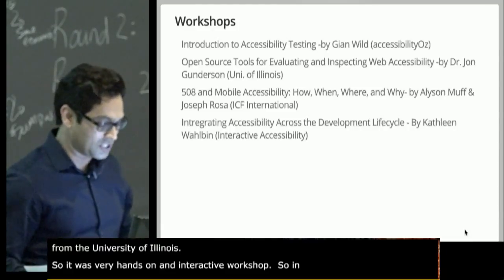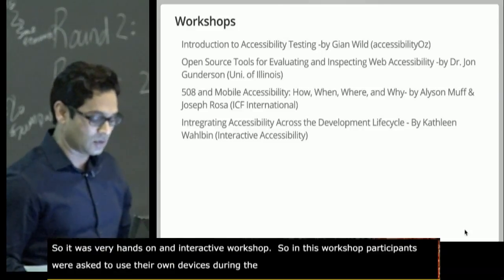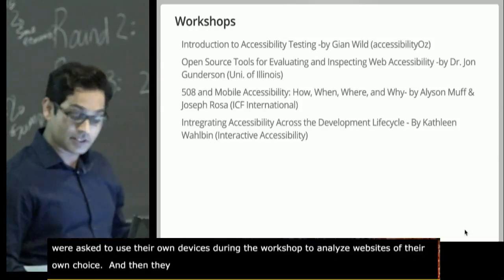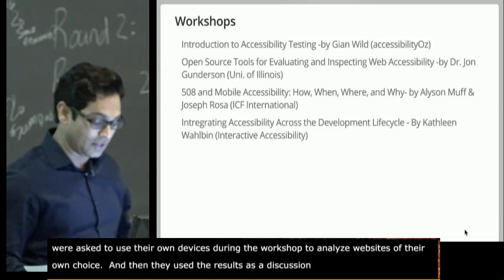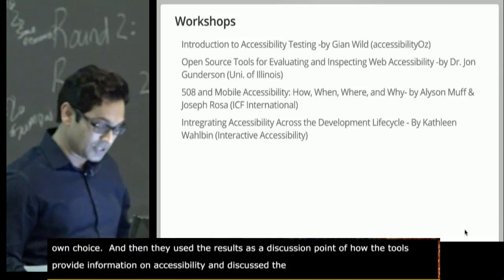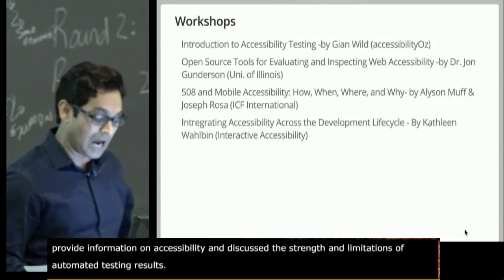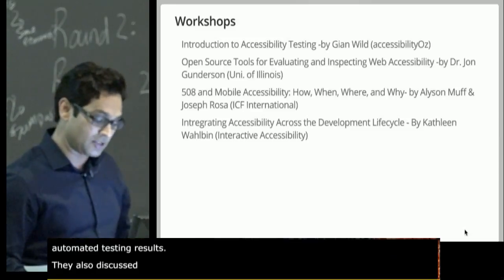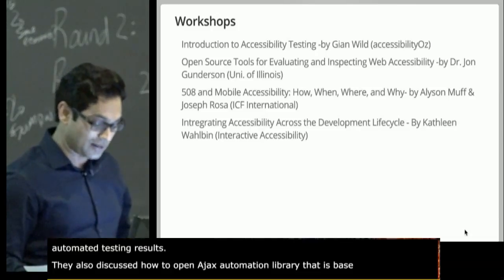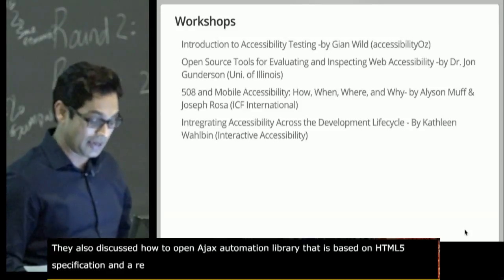In this workshop, participants were asked to use their own devices to analyze websites of their own choice. Then they used the results as a discussion point of how the tools provide information on accessibility, and discussed the strengths and limitations of automated testing results. They also discussed how the OpenAjax evaluation library is based on the HTML5 specification and ARIA authoring practices to meet WCAG 2.0 level A and level AA requirements.